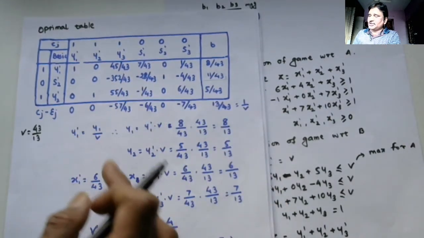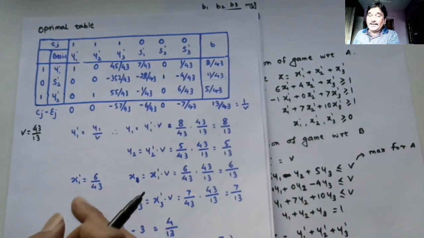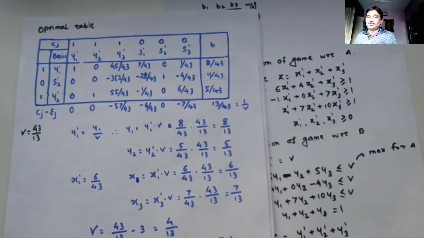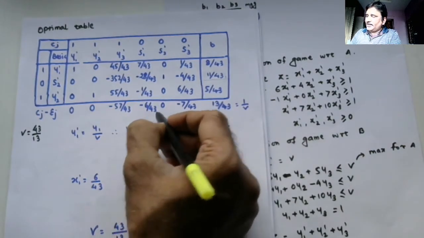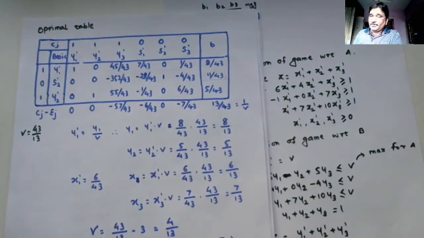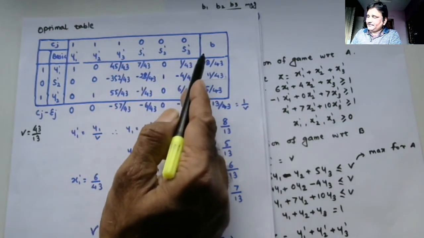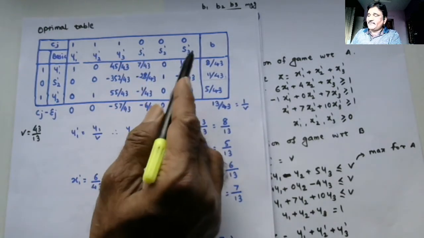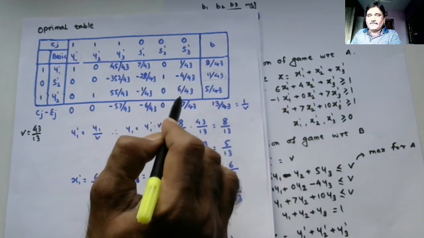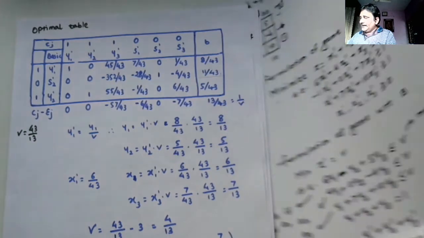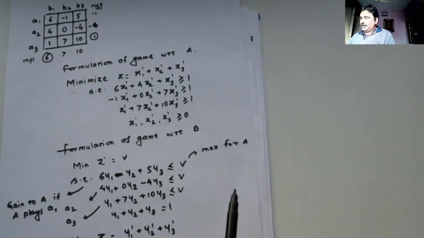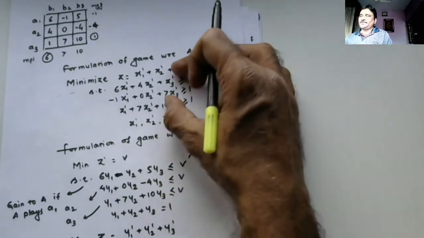So I got the proportions of courses of action for player B. Now, do I need to solve another simplex problem for getting the proportions of courses of action for player A? No, I don't need to, because those are available to you here. If you recall, the Cj minus Zj value for slack variables is the value of the corresponding dual variable. And if you look at this problem and this problem, they are dual of each other.